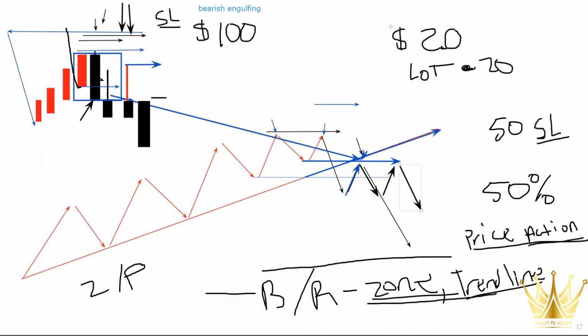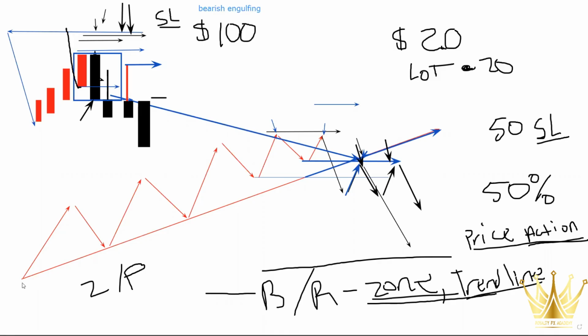See that? It hit it more than once. One, two, okay? A break and retest that gives you a double top, okay? Respecting the resistance, okay? Respecting the trend line.